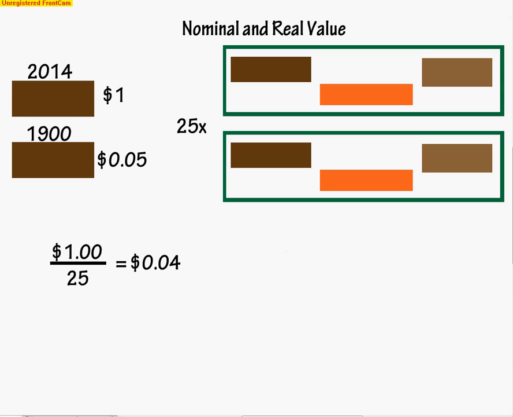So even though the price, the nominal value, of the chocolate bar in 2014 is 95% greater than the chocolate bar in 1900, its actual value in terms of the overall economy, in terms of the overall candy bar sector, is less. It means less. That $1 is worth less to us than 5 cents was to someone in 1900. And that's the difference between nominal and real value.